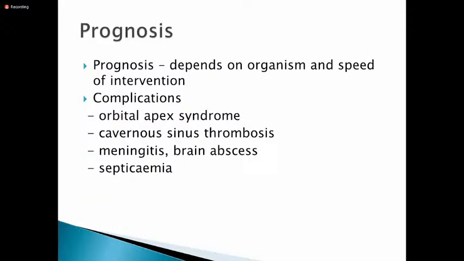Prognosis is good, but there are some complications I mentioned: orbital apex syndrome, which means the vision is gone and the eye cannot move at all because all the nerves of the orbital apex are compressed. The infection can go to the cavernous sinus and cause cavernous sinus thrombosis, which is a life-threatening condition. In some cases it can cause meningitis, brain abscess, septicemia, and some patients have died from orbital cellulitis. That's what I'm saying: you need to pick it up early and do the right thing.